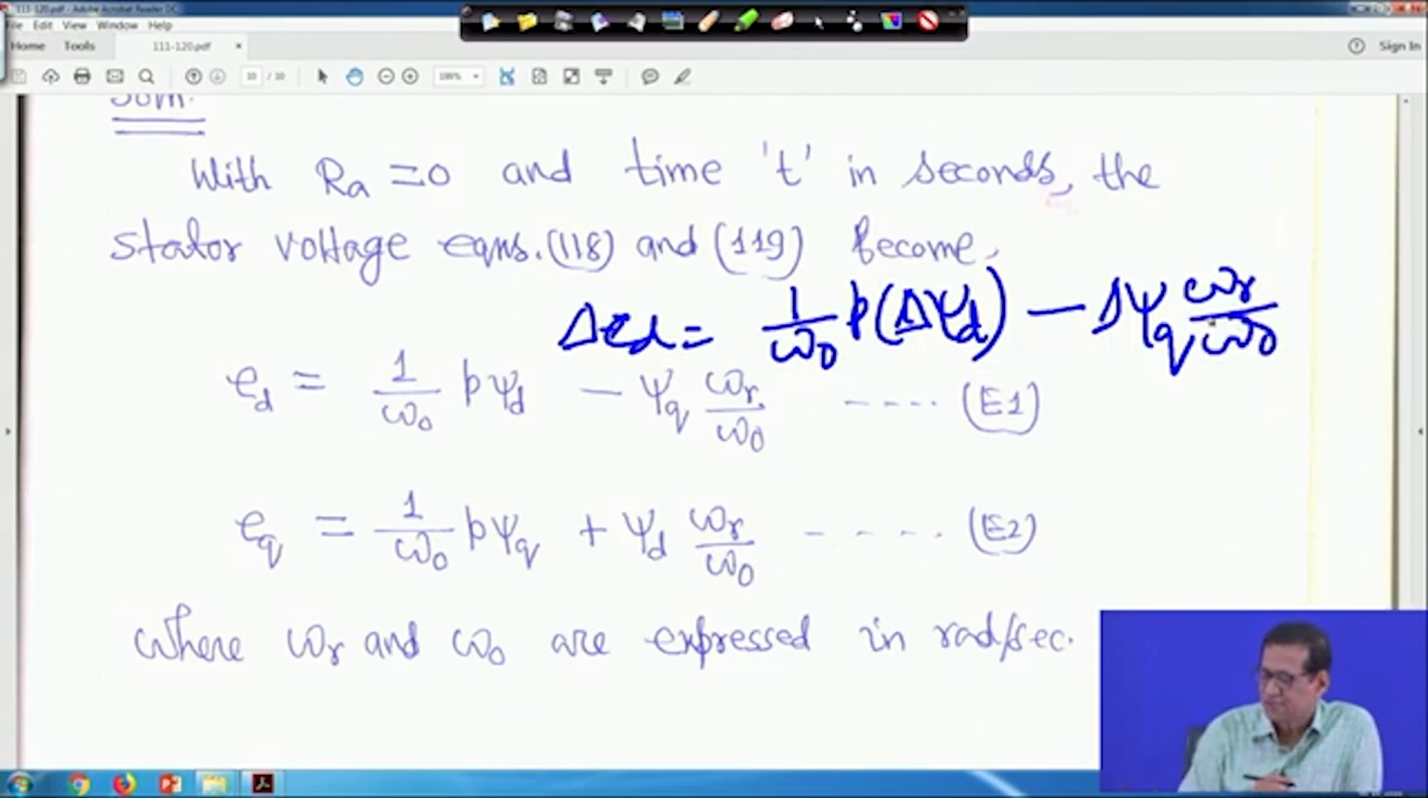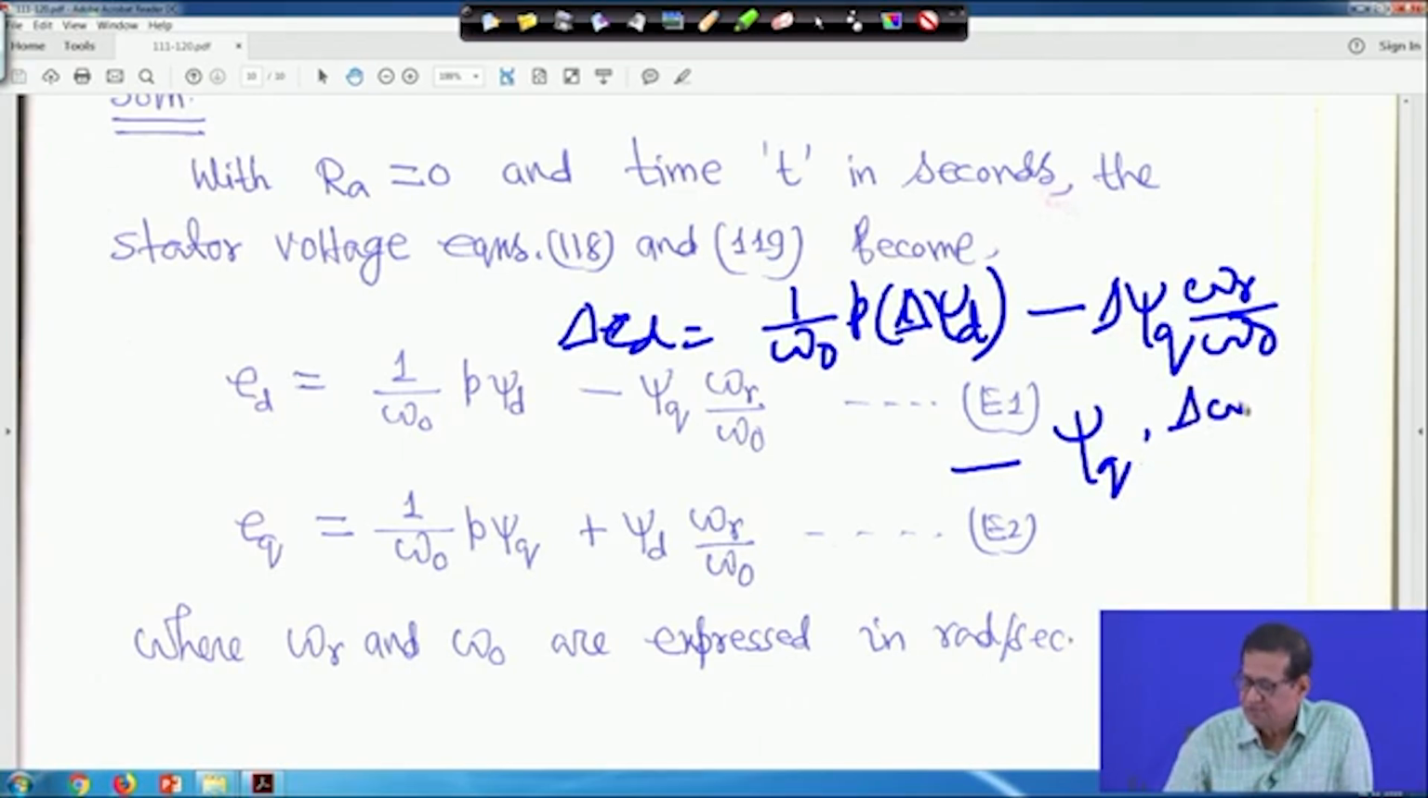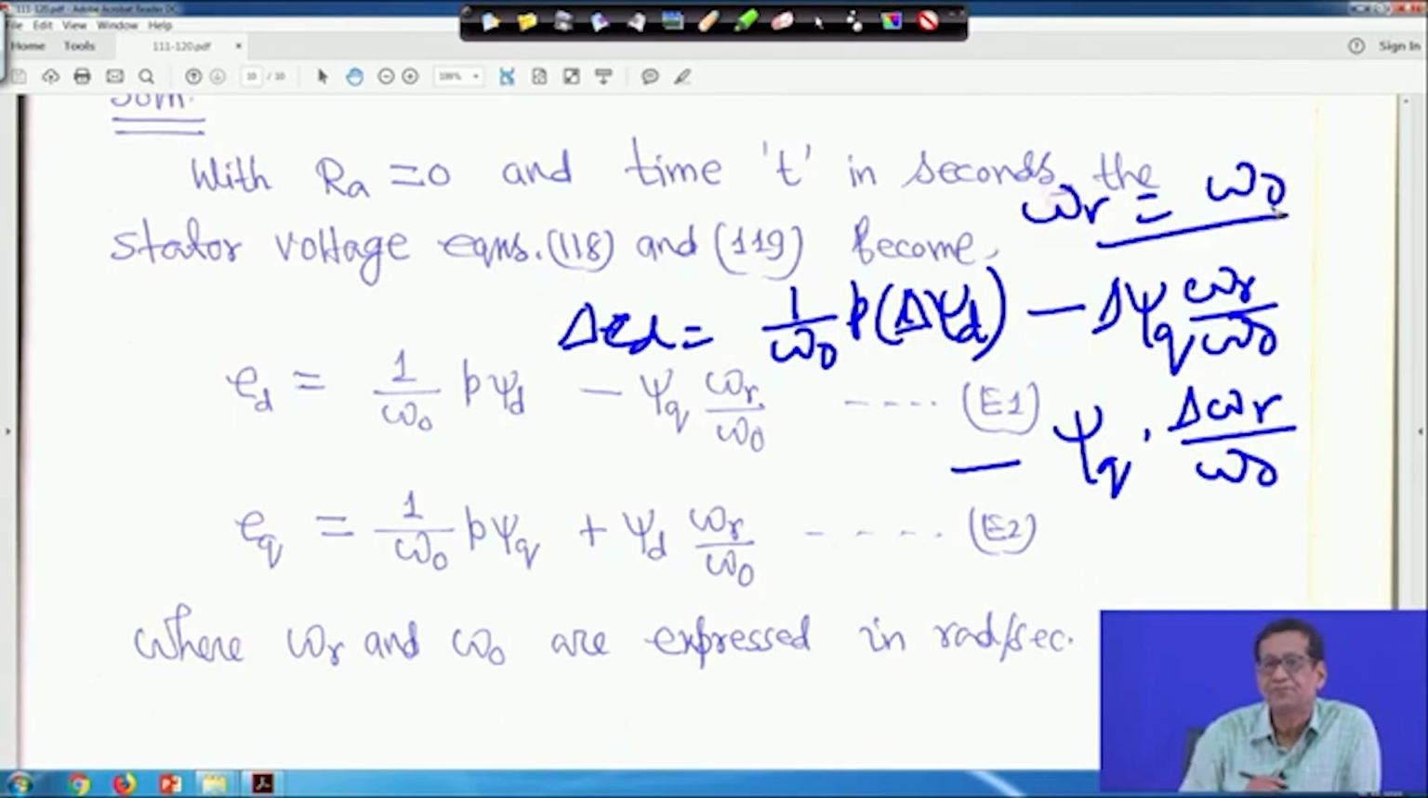So, this is minus delta psi q omega r by omega 0, again minus your psi q. We are taking a small perturbation, delta omega r by omega 0. If you take the small perturbation, but omega r is equal to omega 0, that means this term omega r by omega 0 is equal to 1.